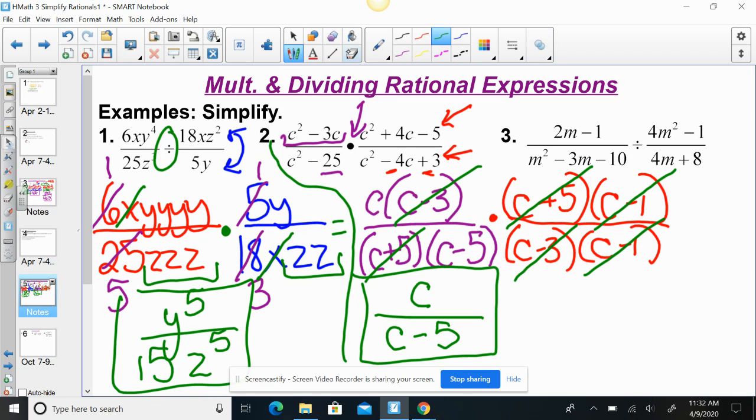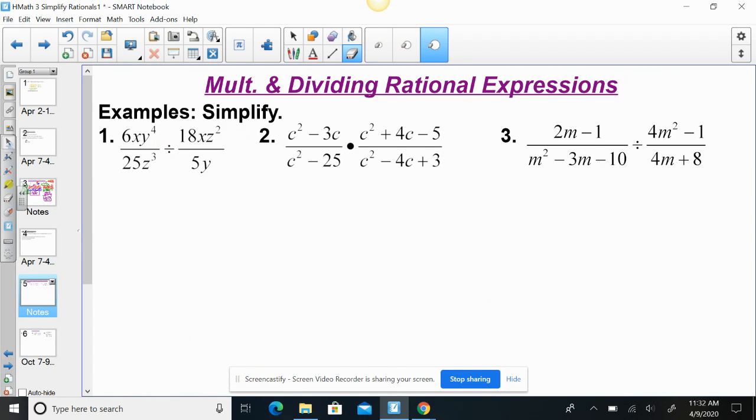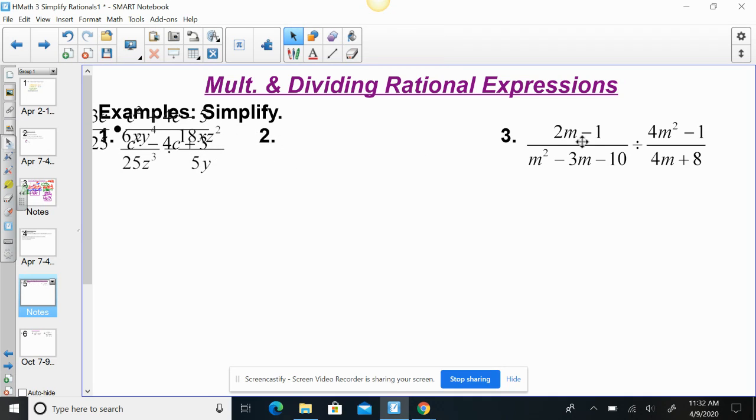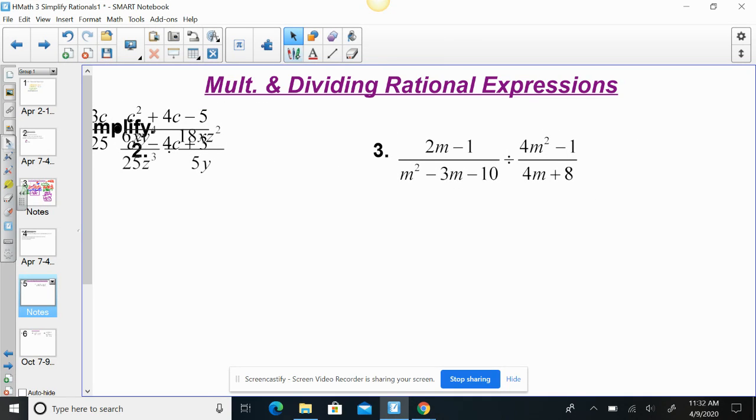Okay, I'm going to delete these. So if you want to take a picture or pause or rewind, remember you can do all of those things. All right, and now example number 3. So let me just move these over a little bit so that we can focus on example 3.